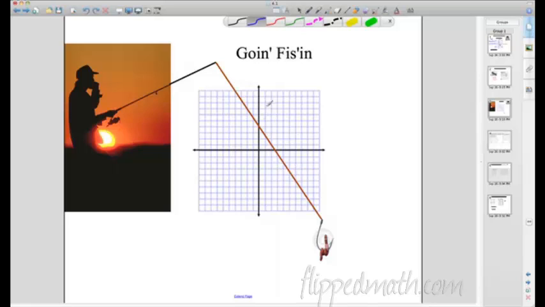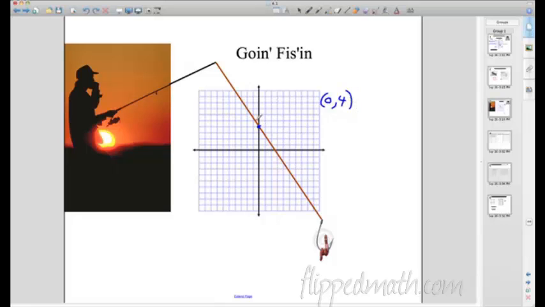I think the easiest point to see right off the bat is maybe right here where it's crossing the y-axis. So this is a good one to start with. What are the coordinates of this point? Well, it looks like I go over 0 and up how much? 1, 2, 3, 4. So this is a possible point. So I could say there's a point on my line.